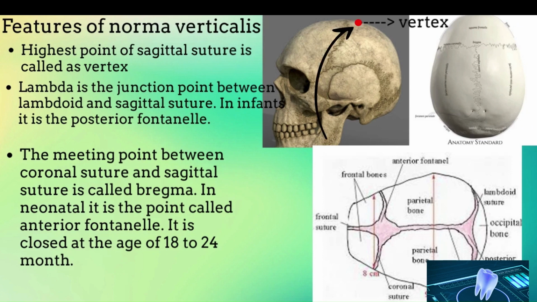First is the vertex. Vertex is the highest point of the sagittal suture. Secondly, bregma, which is the junction point between the coronal suture and the sagittal suture. If you see in an infant, it was the point of the anterior fontanelle, whereas lambda is the junction point between the lambdoid suture and the sagittal suture, and it is the point known as the posterior fontanelle in infants. Lambda closes at the age of 2 to 3 months.